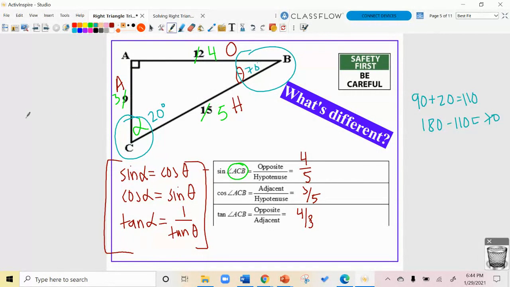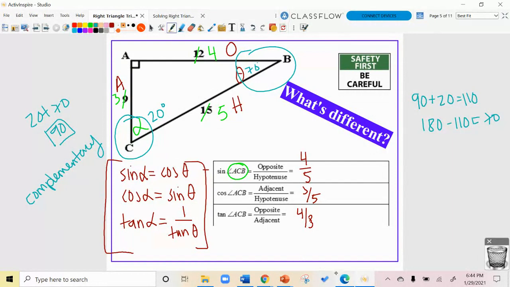Okay, well, what was the relationship? 20 plus 70, well, that's 90. They are, what's that word? It starts with a C. Complementary. So I could even stick these in place of it. The sine of 20 degrees equals the cosine of 70.